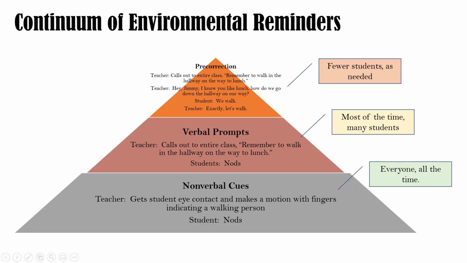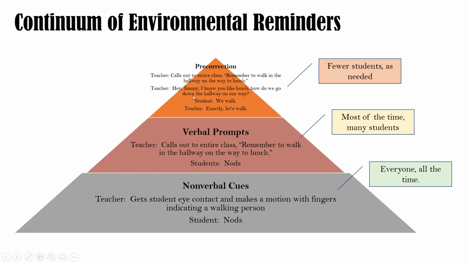And then you have those verbal prompts that you can use with lots of students, so groups and things like that, most of the time. So, the teacher calls out to the entire class, "Remember to walk in the hallway on the way to lunch," and all the students nod. And then your last level is going to be that pre-correction. This is typically used with a fewer number of students, those students that really need that additional prompting, and you typically only want to use it as needed. So just keep that in mind.